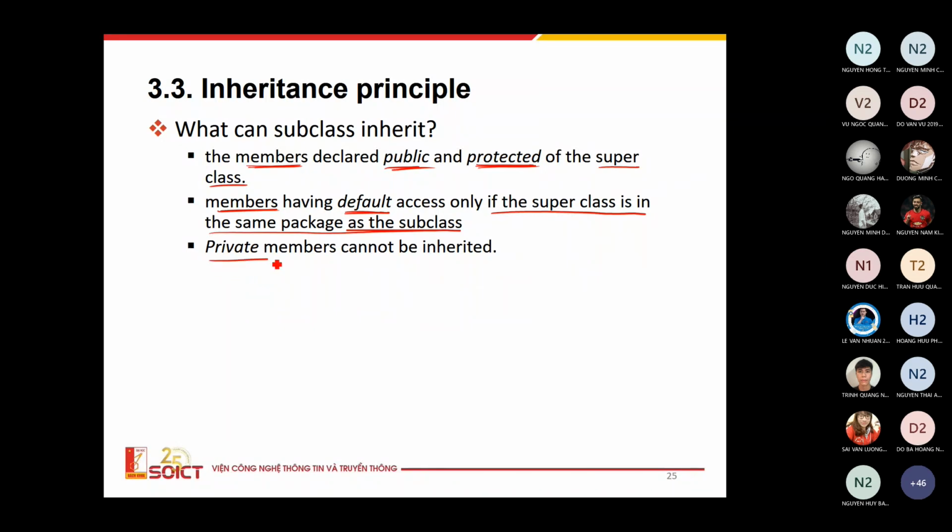And private members cannot be inherited. Chúng ta đã nói là private nghĩa là gì? Chỉ nội trong class đấy nhìn thấy được. Nên các thành phần được khai báo là private thì kể cả lớp con của nó cũng không thể nhìn thấy. Nó chỉ nhìn thấy các thành phần public hoặc protected. Protected là phạm vi dành riêng để sử dụng trong trường hợp inheritance.